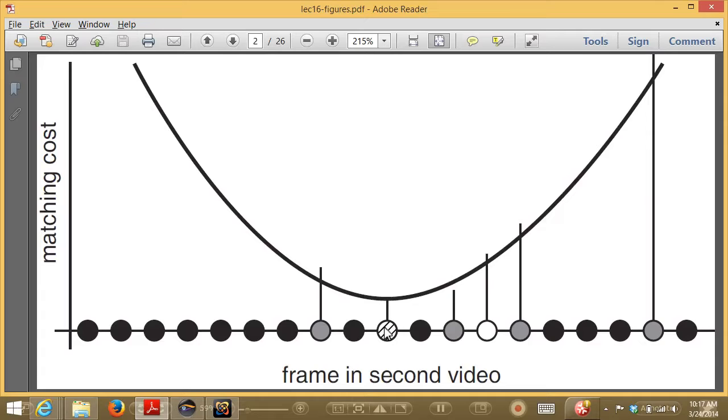And so then I could keep on iterating this process. This is the way that I decide, for a fixed frame in image 1, which frame should it go to over there in image 2.